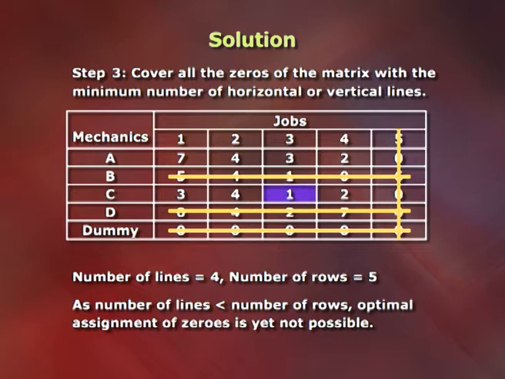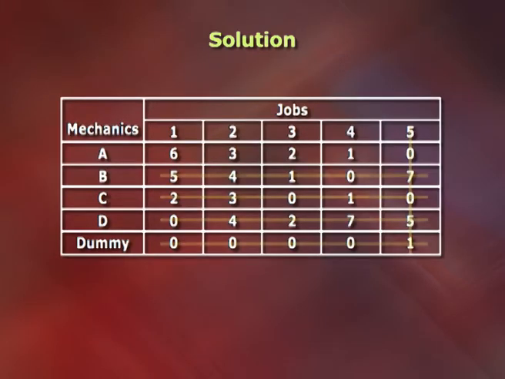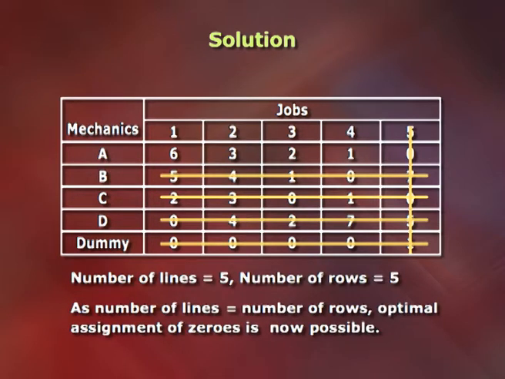Subtract or identify the smallest element not covered by any line, which is 1 now. Subtract 1 from each uncovered element and then add it to each element where lines intersect and we get this new table. We shall again cover all zeros with minimum number of lines. Now, you can see in this resultant table, at least 5 lines will be required to cover all zeros. So, number of lines is 5, number of rows is 5. So, as the number of lines is equal to number of rows, optimal assignment of zeros is now possible.